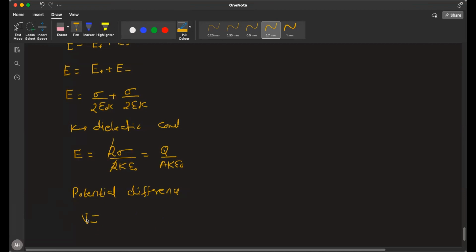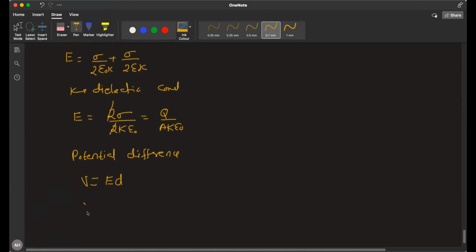Sir, integral of it. Not integral. E is V by D, na? So we will have E into D. See, we only need an integral if your field is non-uniform. But if your field is uniform, then you don't need any integral. You can simply multiply them. So we will have E into D.